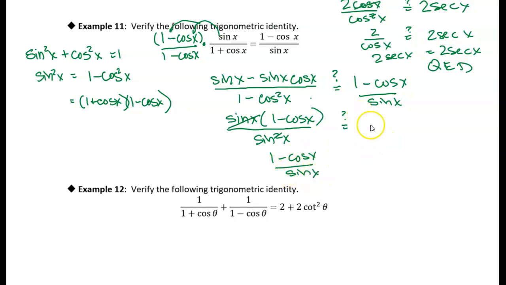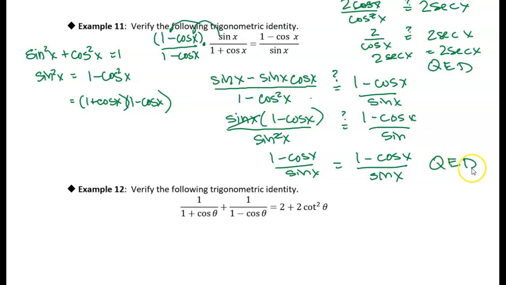Okay. So again, I'm just always testing: is this equal to 1 minus cosine of x over sine of x? And you can see in this step that indeed these things are equal. 1 minus cosine of x over sine of x is equal to 1 minus cosine of x over sine of x. So QED. I'm done.